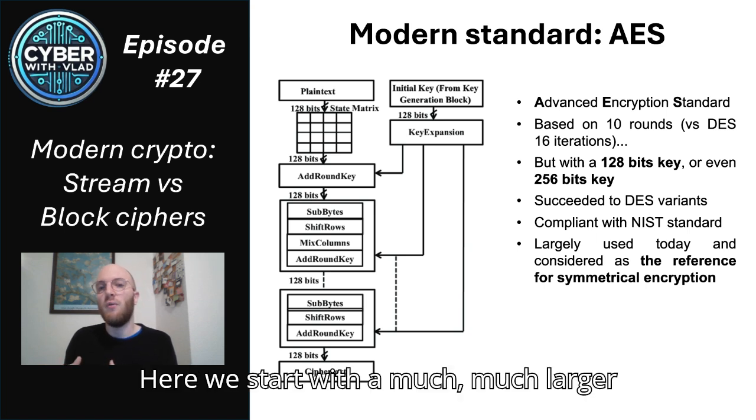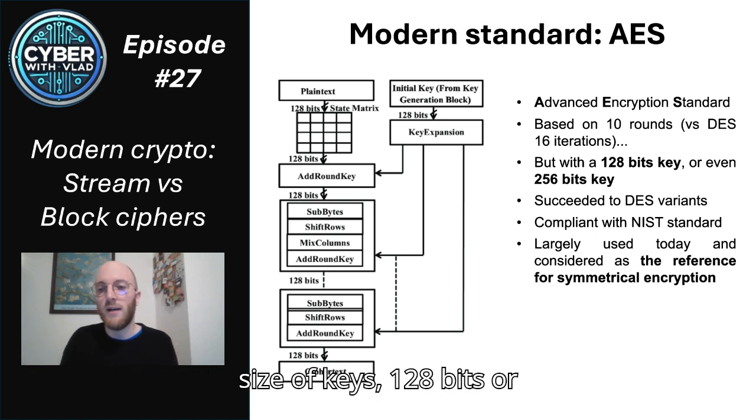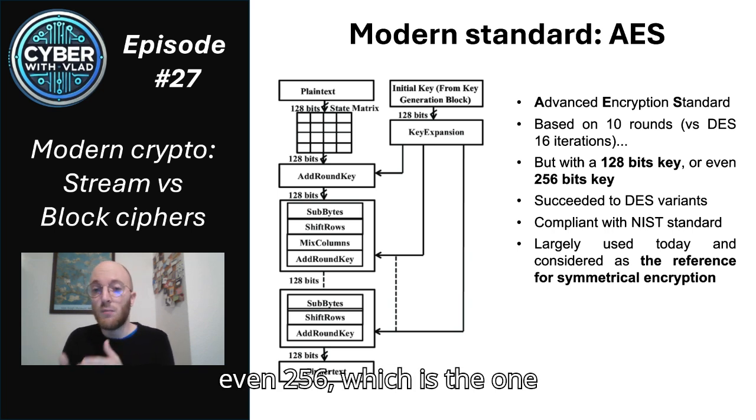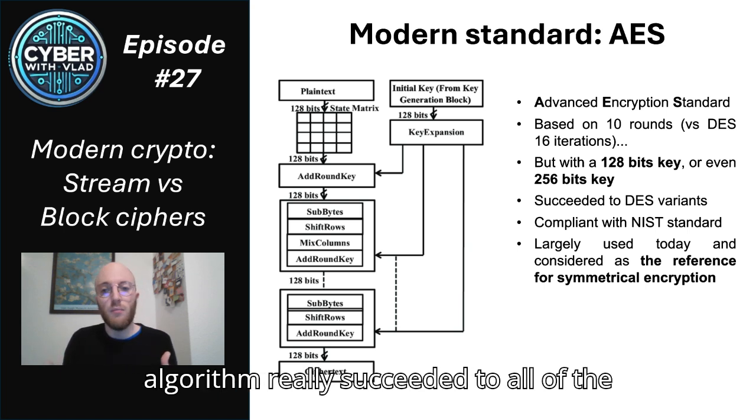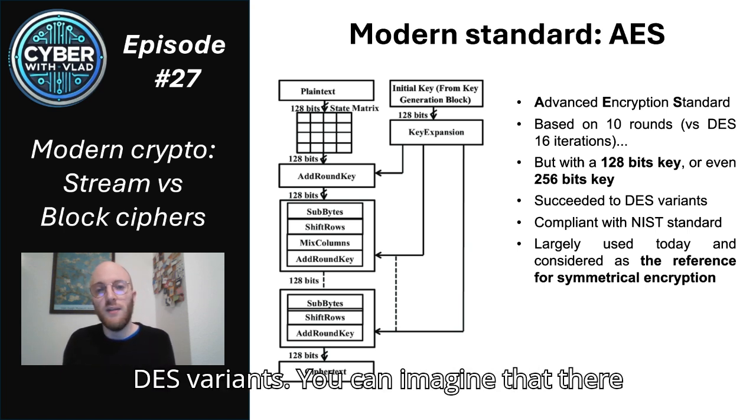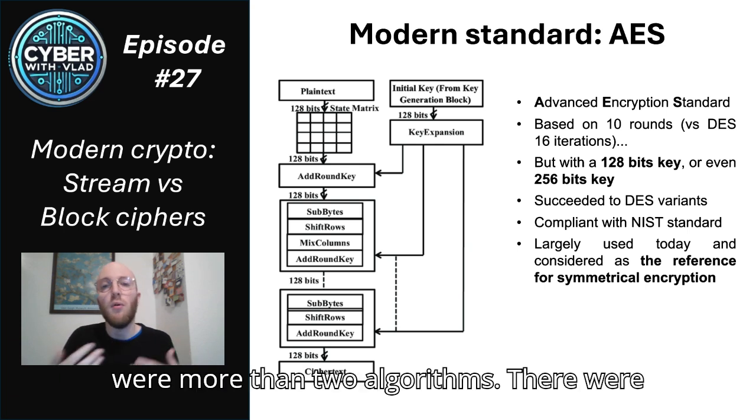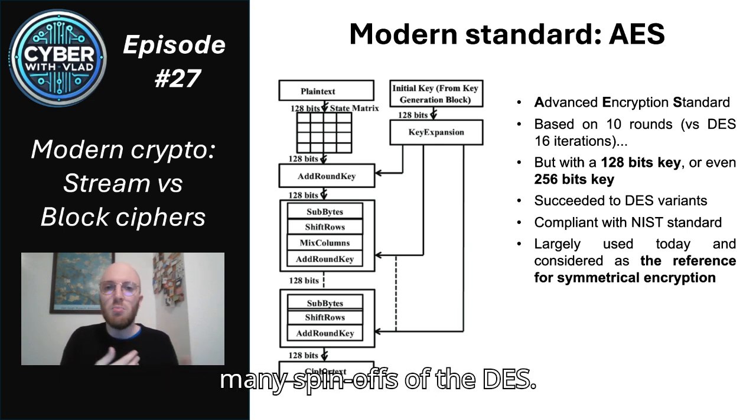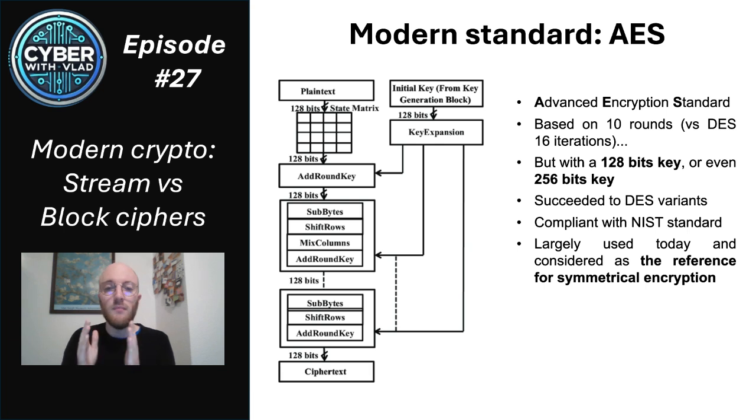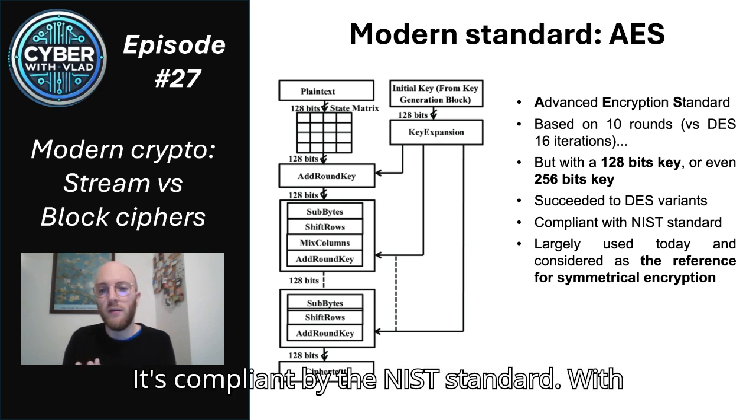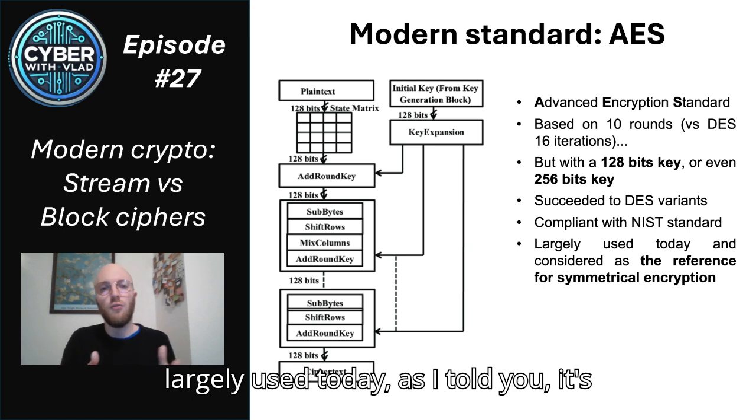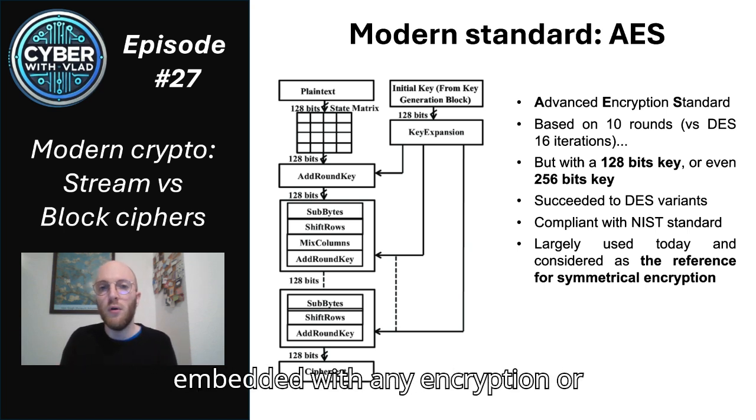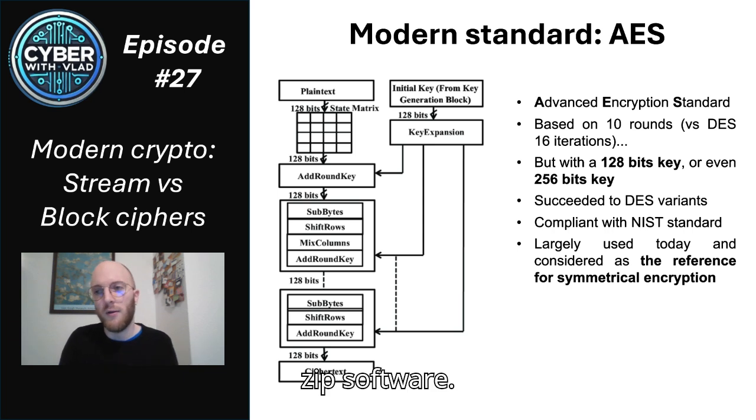Here we start with a much larger size of keys, 128 bits or even 256, which is the one recommended as of today. So this algorithm really succeeded all of the DES variants. You can imagine that there were more than 2 algorithms. There were many spin-offs of the DES. It's compliant with the NIST standard, and it's largely used today. As I told you, it's embedded with any encryption or zip software.